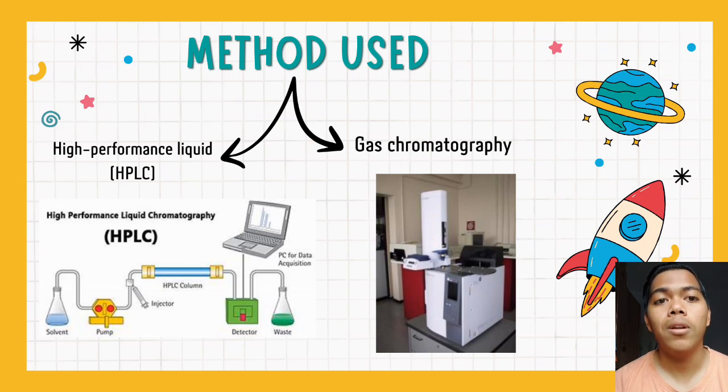HPLC is a powerful analytical technique used for the separation, identification, and quantification of components in a mixture. So what about gas chromatography? Gas chromatography, GC, is a chromatographic technique used for the separation and analysis of volatile compounds. It is widely employed in analytical chemistry for a variety of applications, including qualitative and quantitative analysis of complex mixtures.